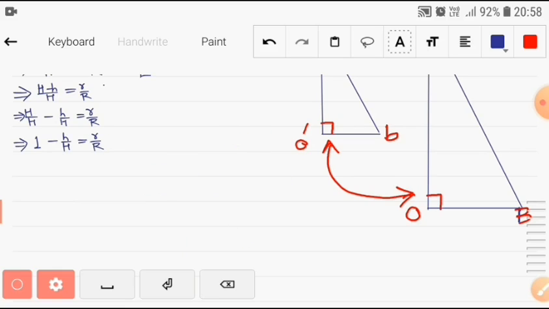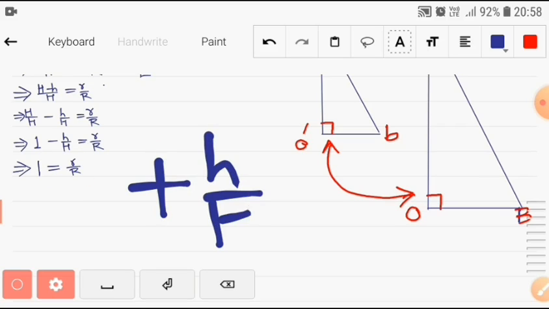Okay. Next, this is equal to, by shifting minus h by H on the right hand side, we will get r by R, it will become positive h by H.